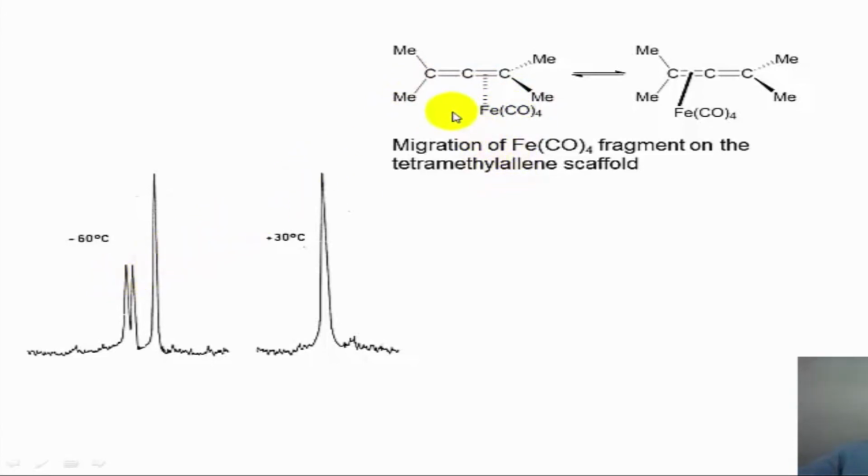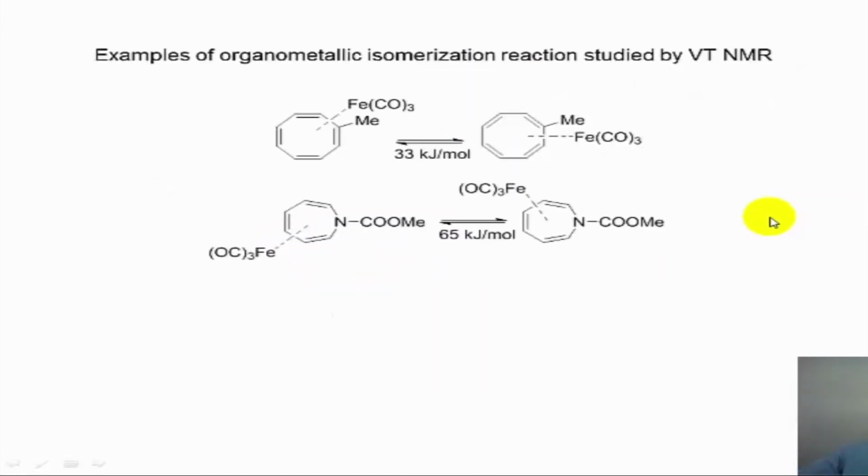So under frozen conditions, one is able to see 3 sets of signals for the methyl groups, one corresponding to these 2 methyl groups, another one corresponding to this methyl group, the third one corresponding to this one. On the other hand, when there is a rapid interconversion taking place by migration of the iron tetracarbonyl fragment between these 2 perpendicularly placed olefins, then all you see is one singlet corresponding to 12 hydrogen intensity.